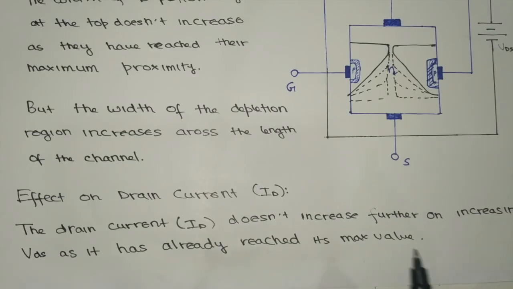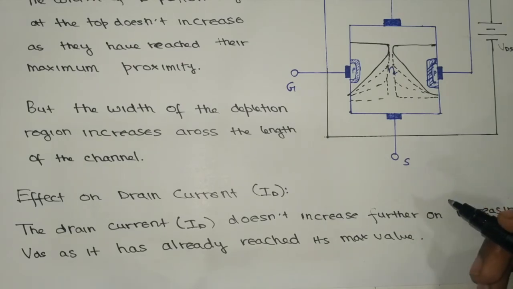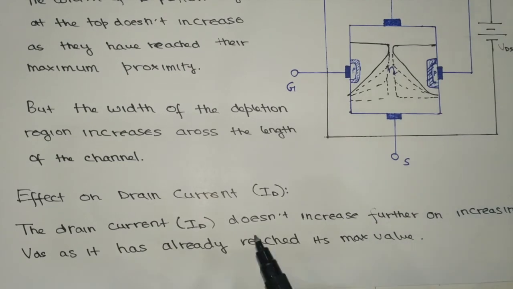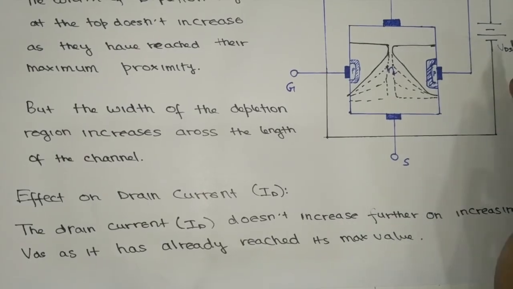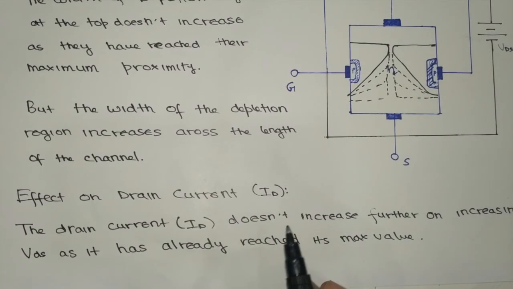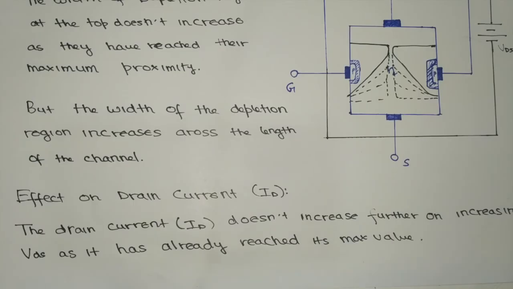As we had seen before, on increasing the value of VDS, ID increased, the drift current increased. But when it has already reached the pinch off condition, on further increasing the value of VDS, the drain current does not increase any further, as it has already reached its maximum value. That was before reaching the pinch off condition.